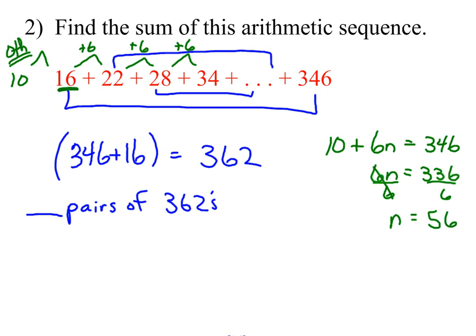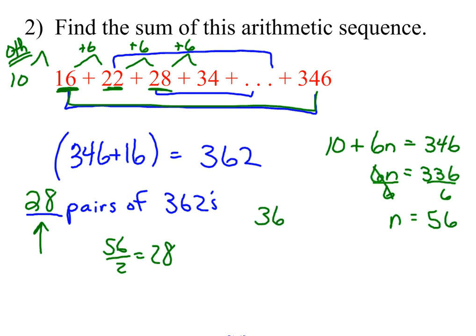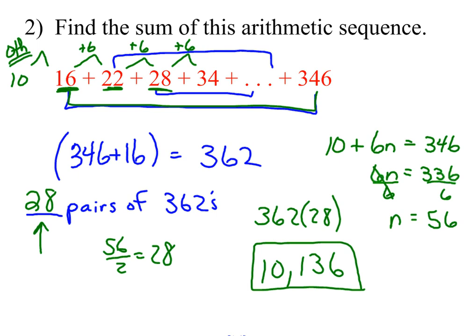And if this was the first term, second term, third term, then that means there are 56 terms, 56 numbers. Now, the 56 doesn't go there. There are not 56 pairs of 362s, right? I'm pairing these off, so there's half as many as that. So I take that 56 and divide by 2. I come up with 28 pairs of 362s. So if I do 362 times 28, I should get my answer, 10,136. Did you get it right?